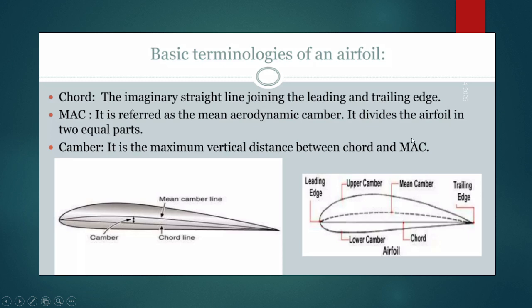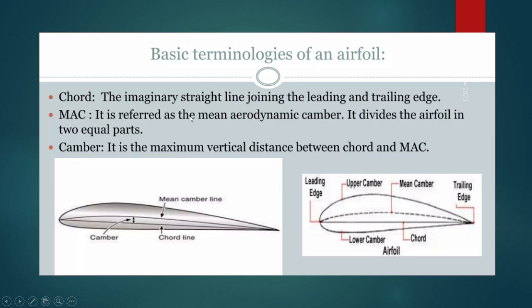When it comes to this airfoil, of course, we should know the terminologies with respect to airfoil. Basic terminologies of an airfoil. First one is chord. You can look at the diagram. Like how we have a chord in the circle in maths, here also it is an imaginary straight line joining the leading and trailing edge. You can see the chord here.